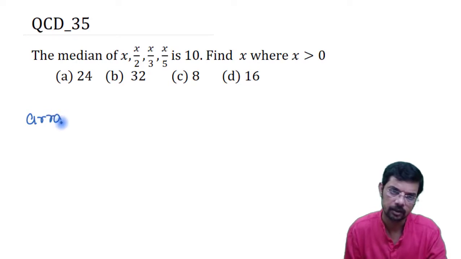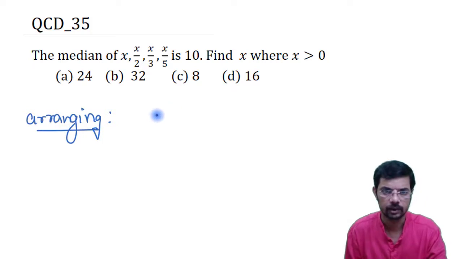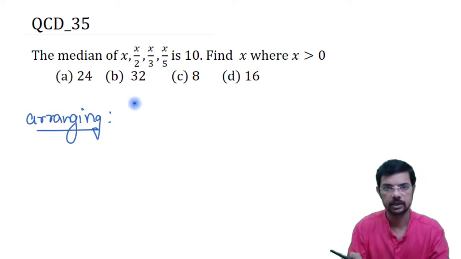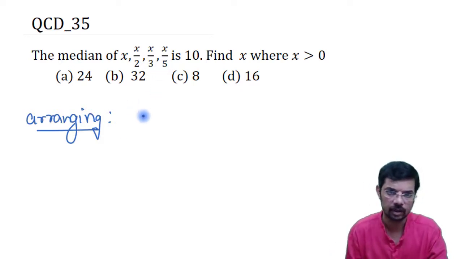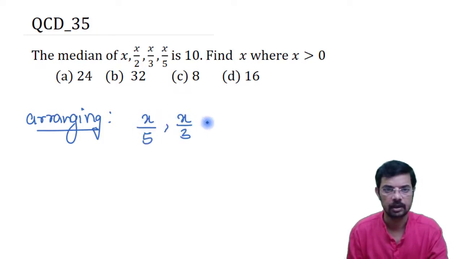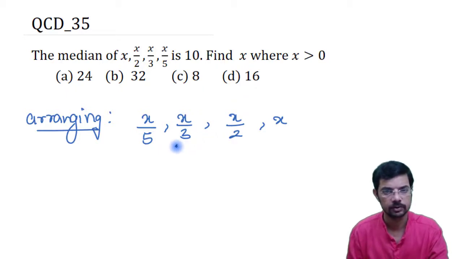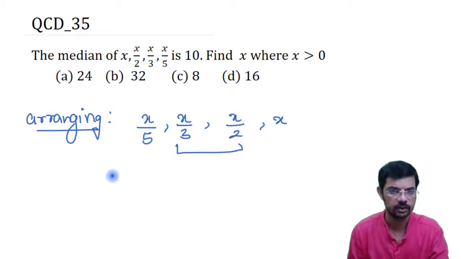Arranging them in ascending order. We know that the numerators are all the same and the denominators are changing. The larger the denominator, the smaller the number. So what we have here is x by 5, then x by 3, then x by 2, and then x. Median is the most centrally located value, or in this case there are only 4 observations, so it will be the arithmetic mean of these 2 observations.